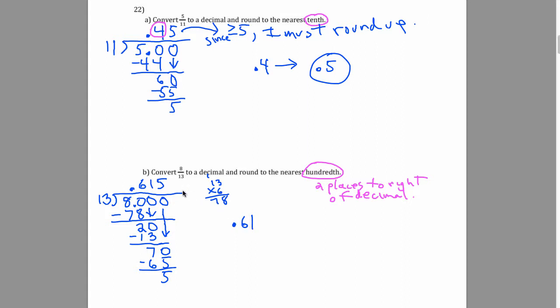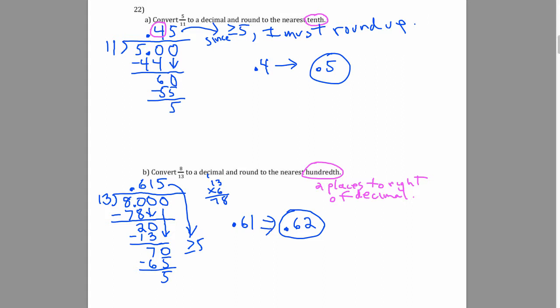Once again, we see that this over here is greater than or equal to 5, so I have to round up. So 0.61 is going to become 0.62, and that is the final answer.